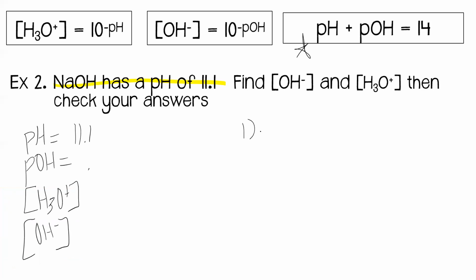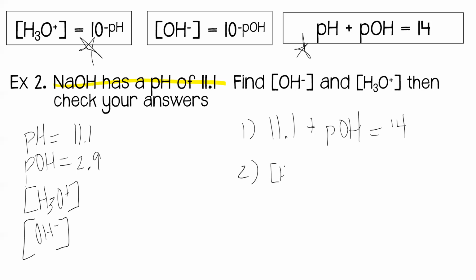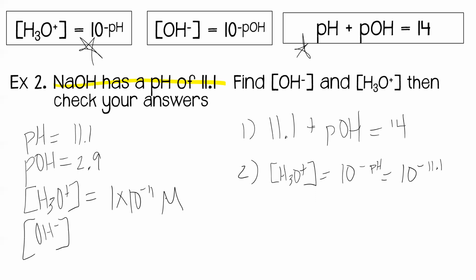So I'm going to use this equation to solve for pOH. My apologies. I always need to read carefully. Okay, so 14 minus 11.1 gives me a pOH of 2.9. Now I can use either equation to solve for the hydronium and hydroxide ion concentrations. So I'm going to start with this one first. Doesn't matter which one you start with. What does matter is that your pH and your pOH are actually correct. So 10 to the negative 11.1 gives me a hydronium ion concentration. One times 10 to the negative 11 molar.